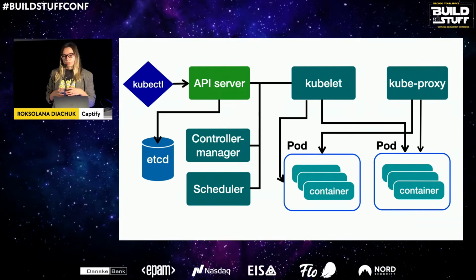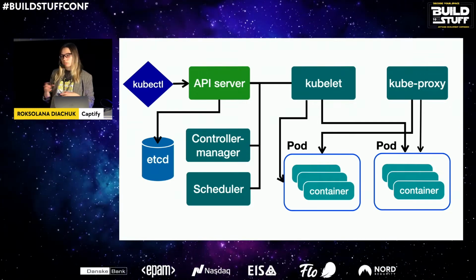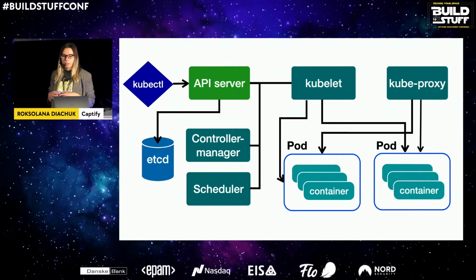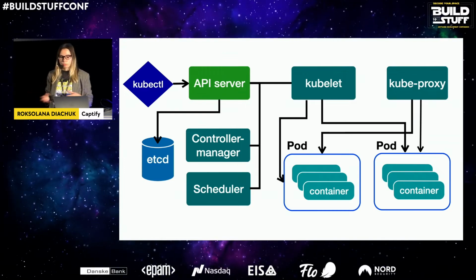Then the API server connects to the controller manager. The controller manager sees that we have 0 pods, but we asked for 2. And therefore, it can connect to the scheduler, and the scheduler in its turn schedules pods.